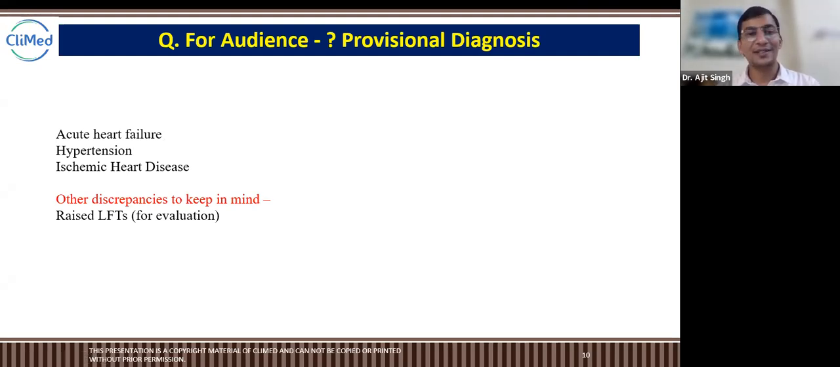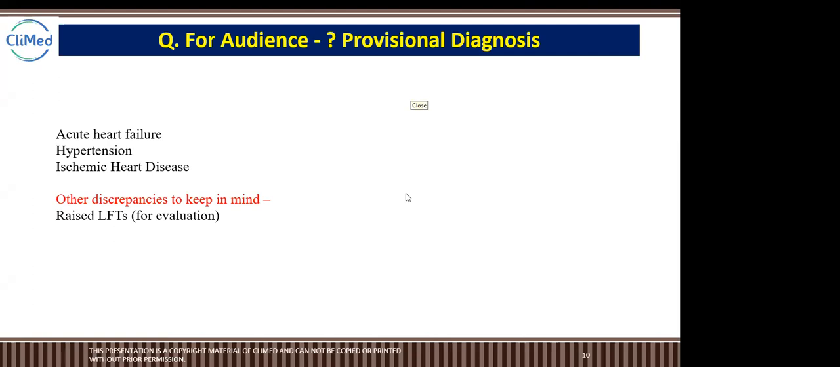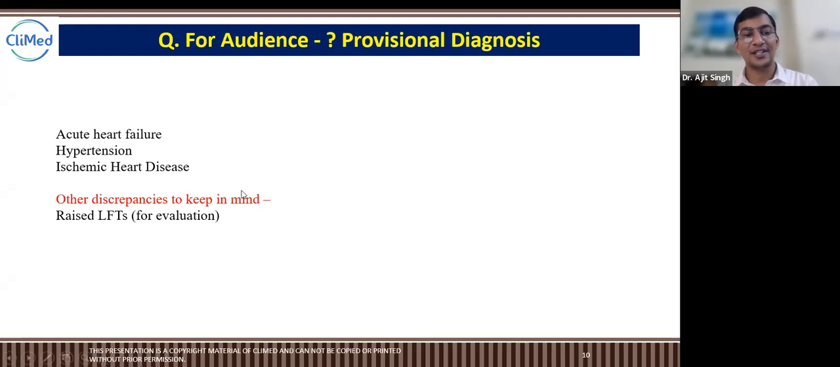And hypertension, definitely ischemic heart disease, because the patient has myocardial infarction. And other discrepancies to keep in mind, it could be raised LFTs, liver function tests, for evaluation. So this could be the provisional diagnosis. What else did I leave here? Anything left, guys? AKI left, sir. Okay, acute kidney injury. Look at this, raised LFTs. This could be AKI.